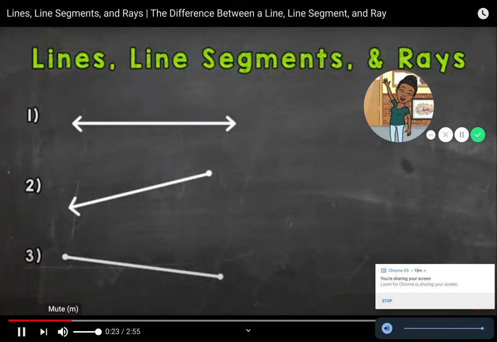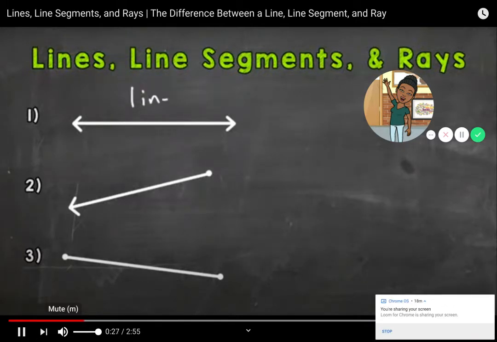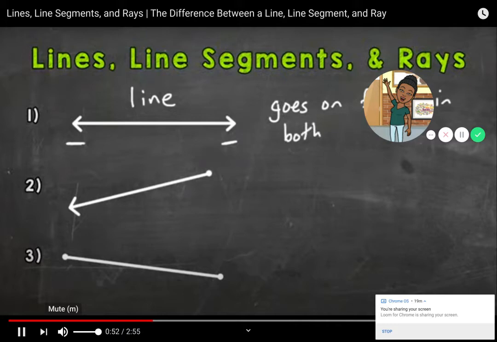So let's take a look at number one, and that's actually a line. And a line, in the geometrical sense, goes on forever in both directions. These arrows here signify that that line goes on forever, like I said, in both directions. So I'll put some notes off to the side here. Goes on forever in both directions.